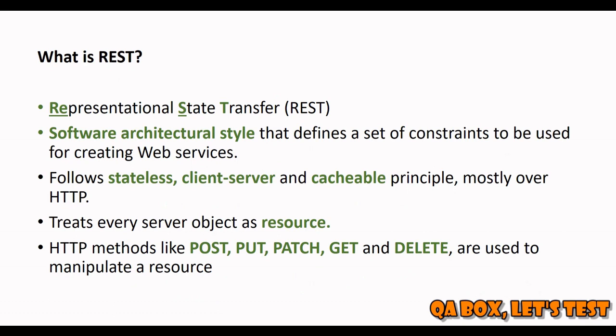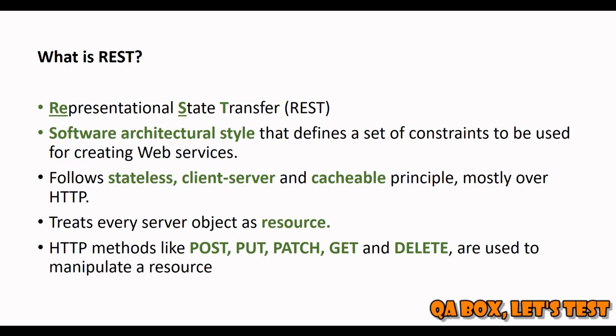And cacheable. The cache constraint requires the data within the response to a request be implicitly or explicitly labeled as cacheable or non-cacheable. If a response is cacheable, then a client cache is given the right to reuse the response data for later equivalent requests. The other three are uniform interface, layered system, and code on demand. Now, REST treats every server object as a resource.